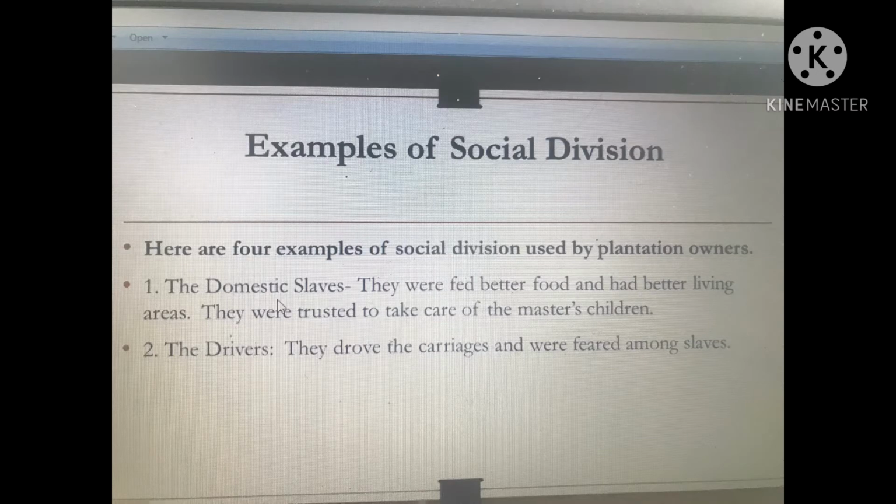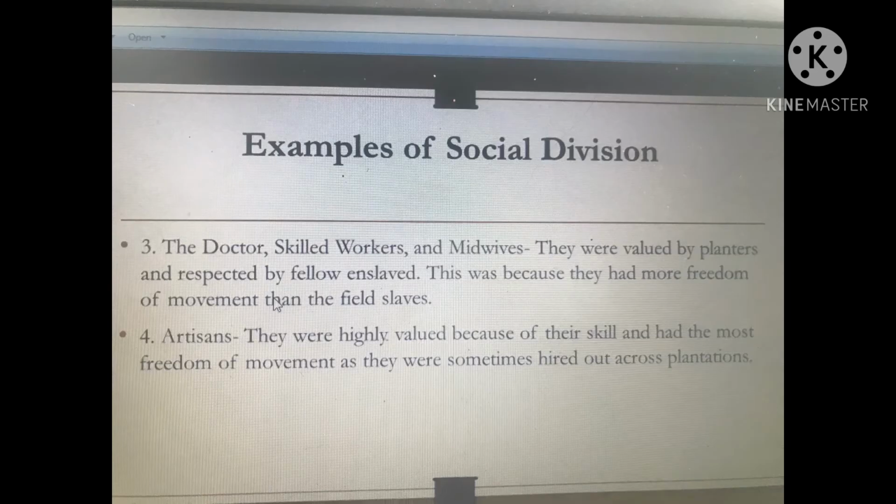Next, we have the drivers. They drove the carriages and were feared among the slaves. Followed by the doctors, skilled workers, and midwives. They were valued by the planters and respected by fellow slaves, and they had more freedom of movement in comparison to the field slaves. And our third set were the artisans. They were highly valued for their skills by their masters, and they had the most freedom of movement as they were sometimes hired out across plantations. They were known as the jobbing slaves.